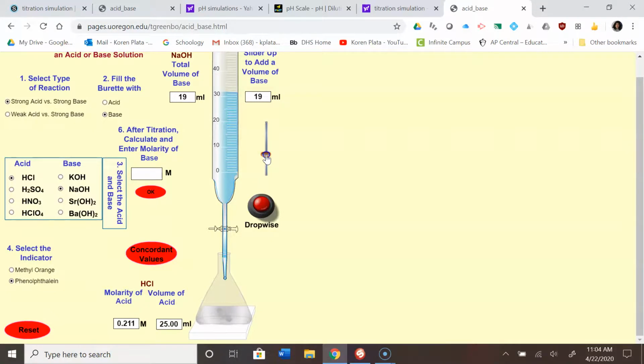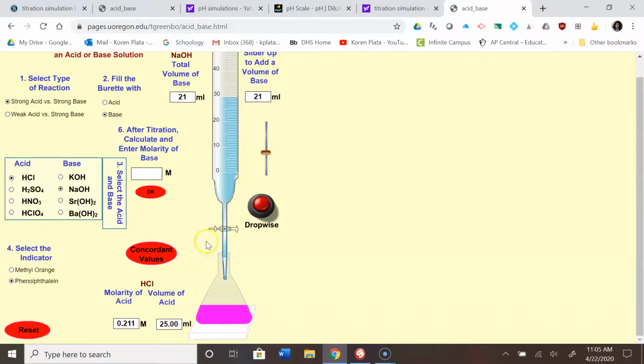So look at the flask. Maybe I'll add just a half milliliter at a time. I can't get it to do that. I don't want to overshoot. I overshot. Look what happened. See how bright pink it got? I overshot. I don't know if I can take any out or not.